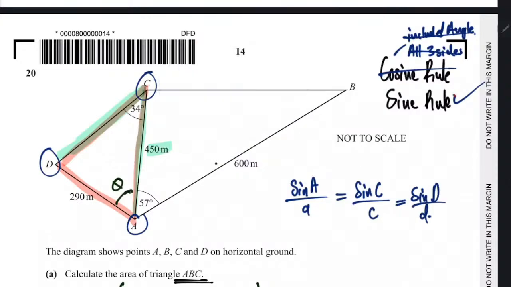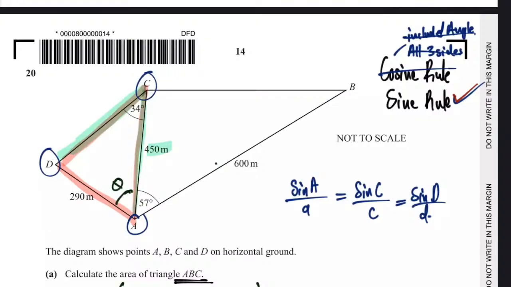Because you see, it's a sine rule question. There is no included angle. You don't have the three sides, so cosine rule is not going to work here. This is obviously sine rule. Right. So now this 2026 paper, by the way, everybody.